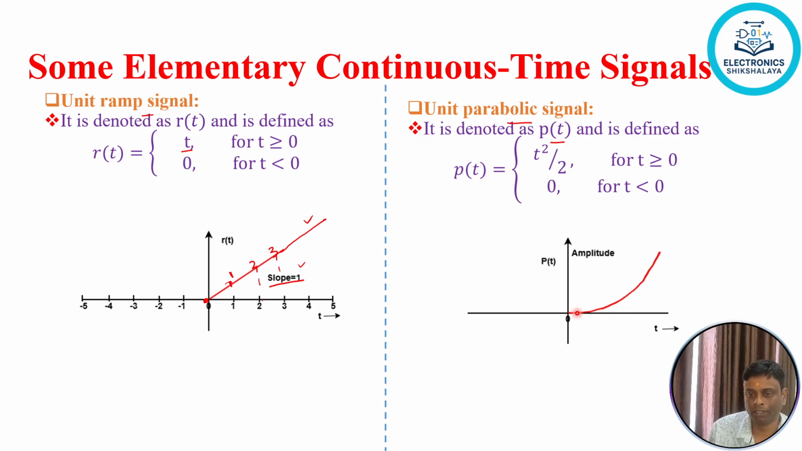So it is denoted as p of t, and this is the graphical representation of the parabolic signal. You can see if t equals 0, it will be 0. If t equals 1, it will be half, 0.5. Likewise, at t equals 2, so this is p of 2, it will be 4 by 2, which is 2. So we will find this type of graph. Here the area equals 1, so this is the unit parabolic signal.